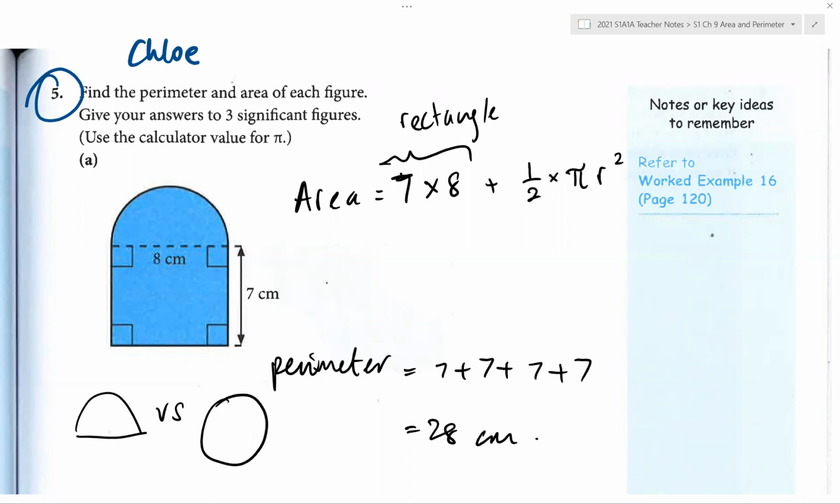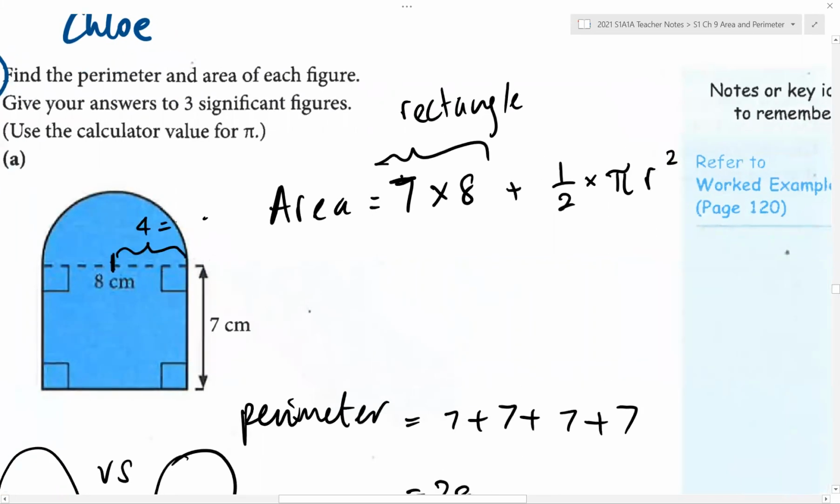Okay, we need more help. Where is the radius, guys? Girls, where is the radius? Who say 8? Raise your hand. What is the radius? 4. Why 4? Divide by 2. Okay, so 4 is the radius.